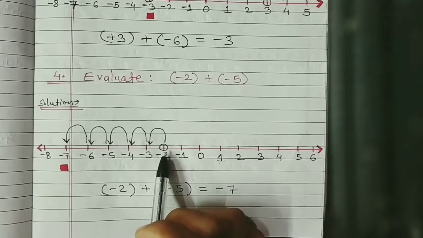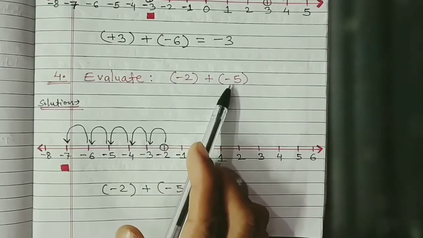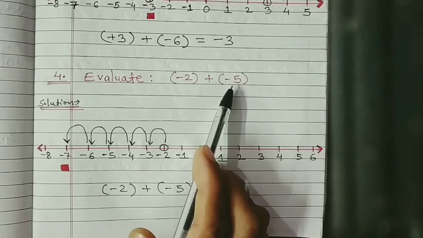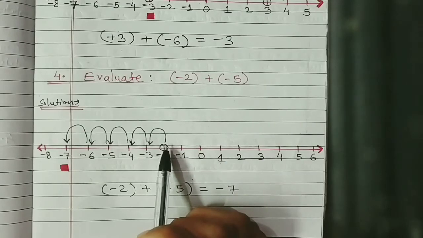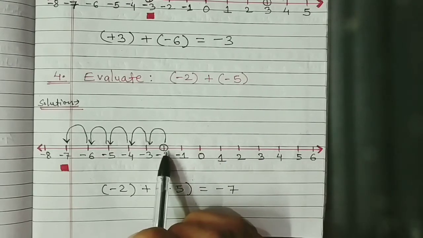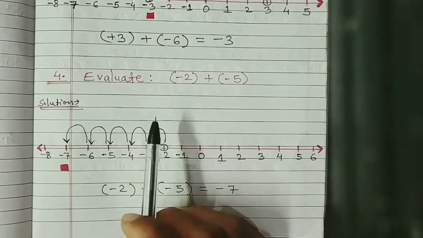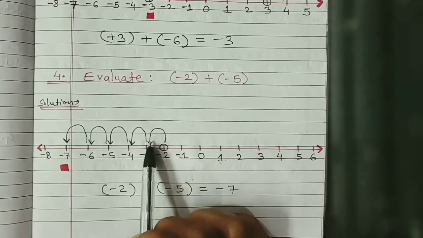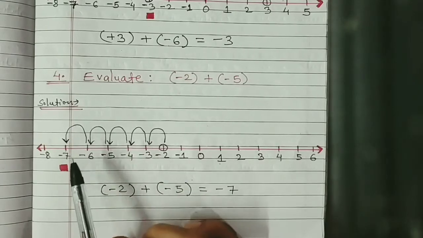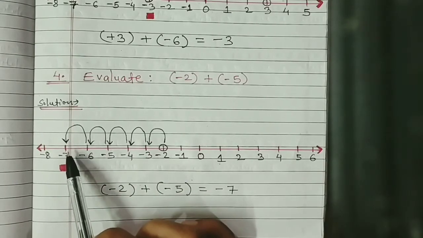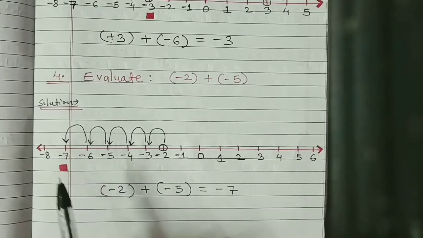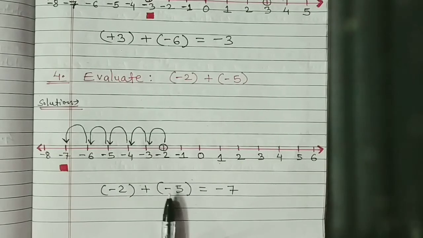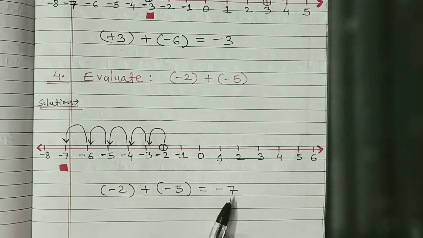Now we have to see the second integer. The second integer is minus 5 and it is a negative integer. So if it is a negative integer, then we move left side from this place. How many steps? 5 steps. So 1, 2, 3, 4, 5. And we have reached in this place, and here the integer is minus 7. So our answer is minus 7. So I have written here minus 2 plus minus 5 equal to minus 7. Clear?